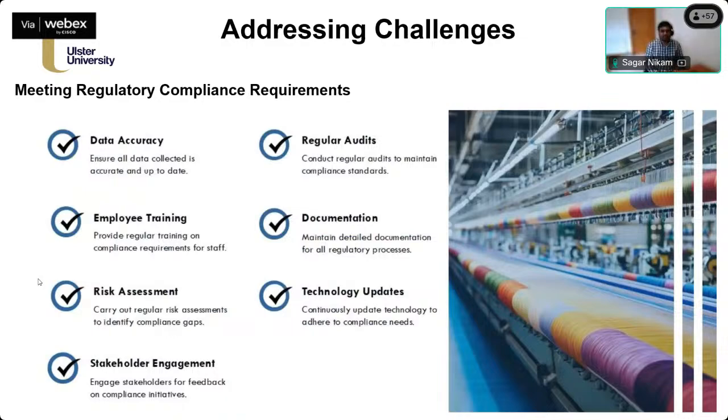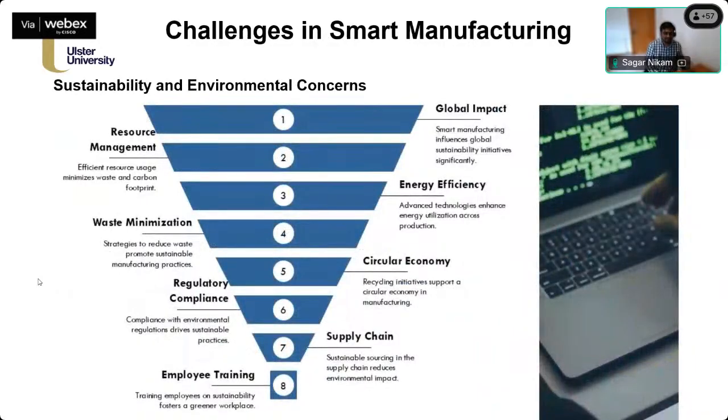The next challenge in smart manufacturing is sustainability and environmental concern. The first is global impact. When we talk about smart manufacturing, we look at its influence on global sustainability, so the bigger impact will be on the global scale. The next is resource management.